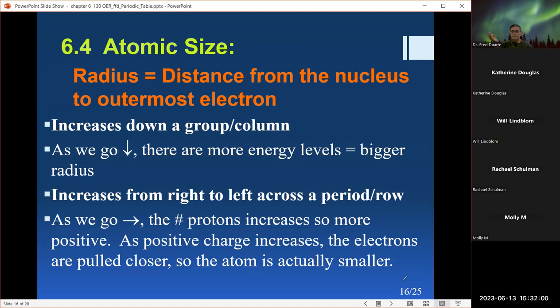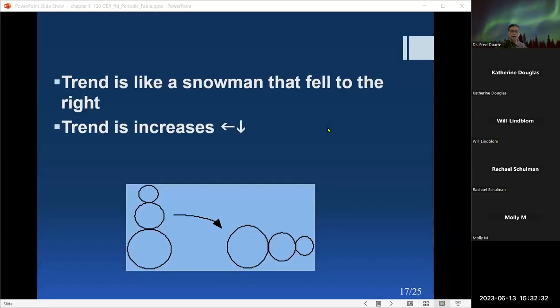So, you might be asked questions, what is the trend going from left to right? Please don't just say, well, it gets smaller. The question is why? Always why. Why is it smaller? And the answer is right there. Because we're increasing the positive charge as we go from left to right, which then causes the electrons to be pulled closer onto itself in the atom, and the atom gets smaller because of the increase in nuclear force going from left to right.